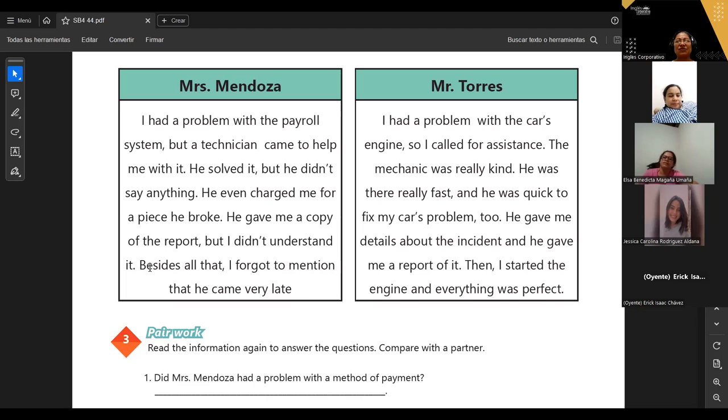Yeah, because it is Mr. Torres. And what about with Mrs. Mendoza? Did Mrs. Mendoza call for assistance? Yes, she did. Did the technician solve the problem? Yes, he did. Did the technician come fast to help Mrs. Mendoza? No, he didn't. Okay. So both of them solve the problems.